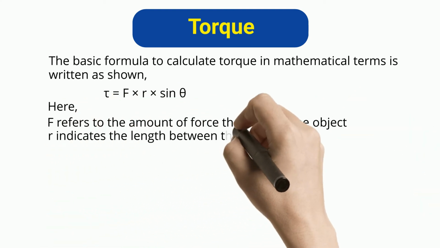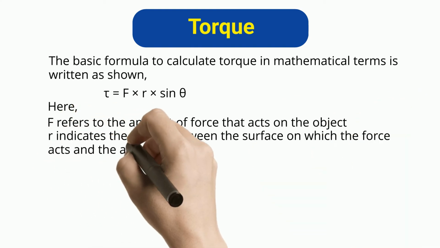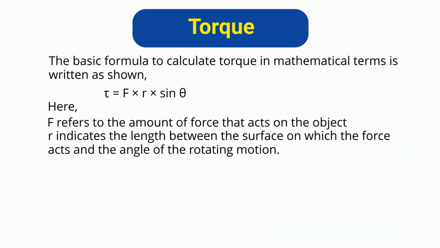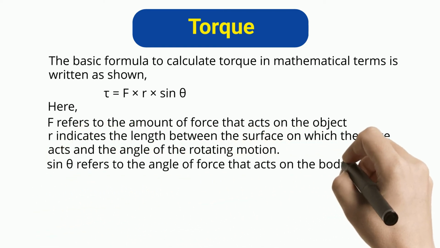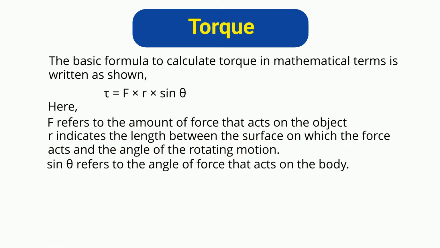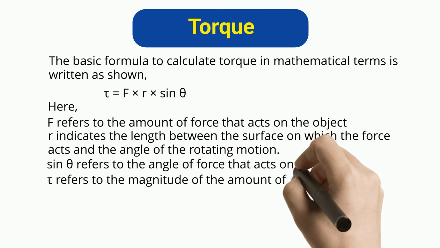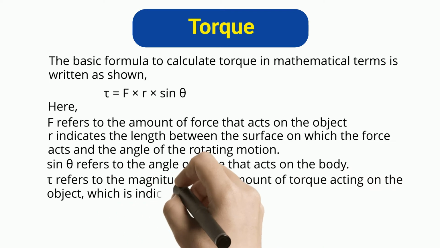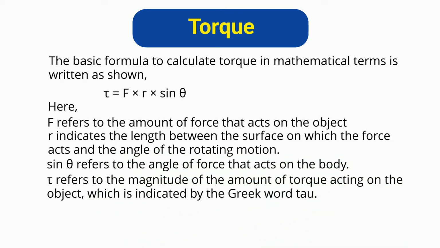R indicates the length between the surface on which the force acts and the angle of the rotating motion. Sin refers to the angle of force that acts on the body. Tau refers to the magnitude of the amount of torque acting on the object, which is indicated by the Greek letter tau.